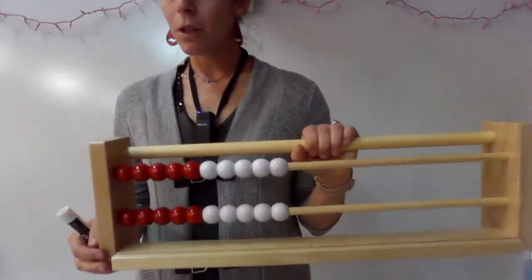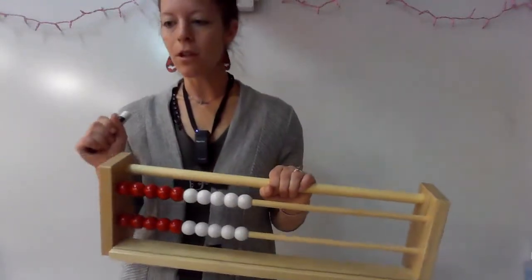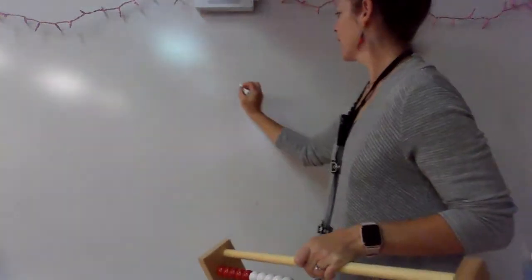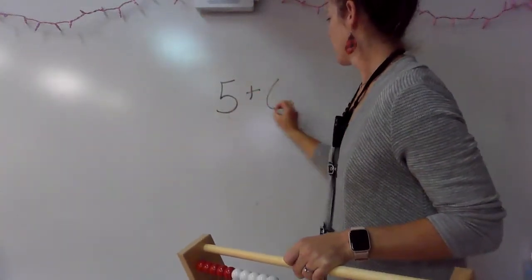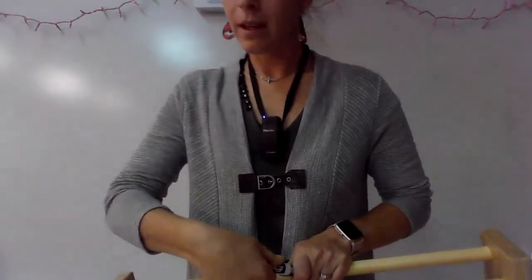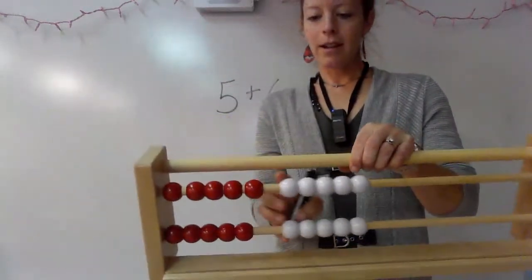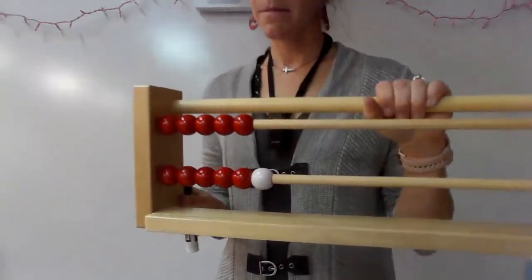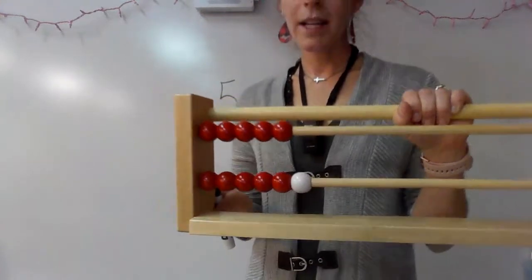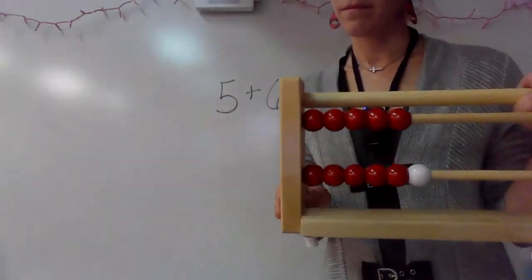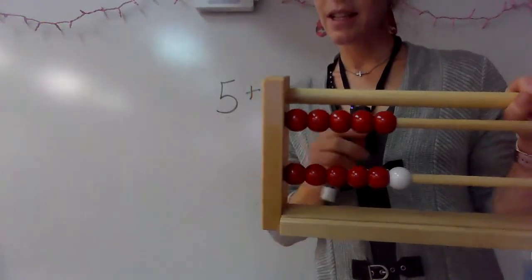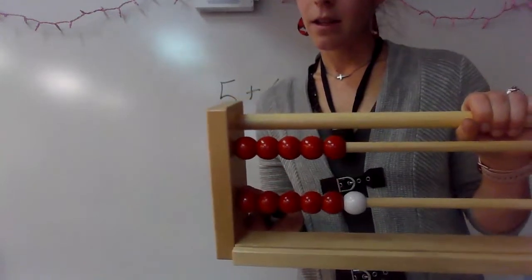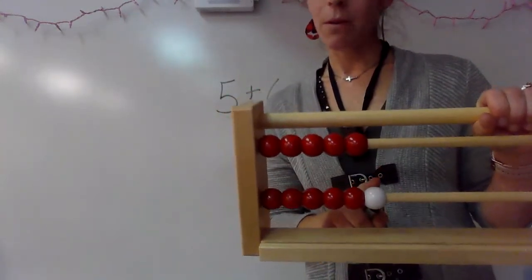Now, I want to work on some number combinations that might be a little more challenging, such as 5 plus 6. Okay, here's our equation. And I will model it on our number rack. So we have 5 plus 6. What is the answer? It is 11 because I count 10 plus 1 more, which is 11.